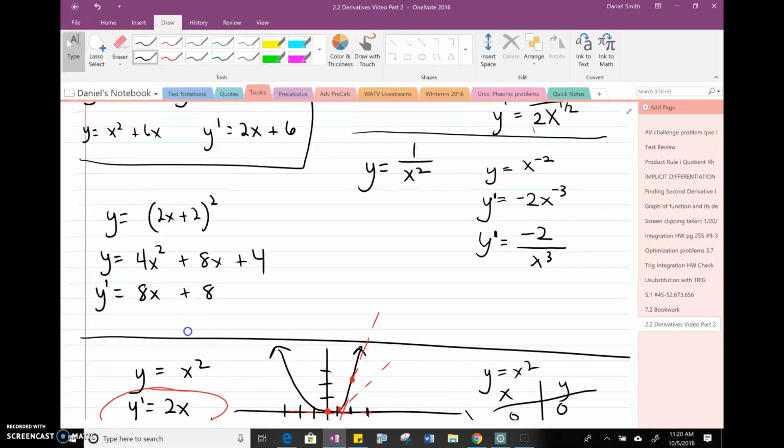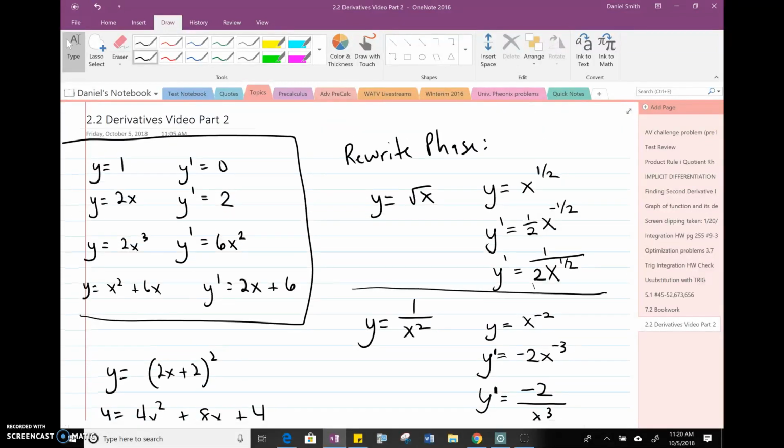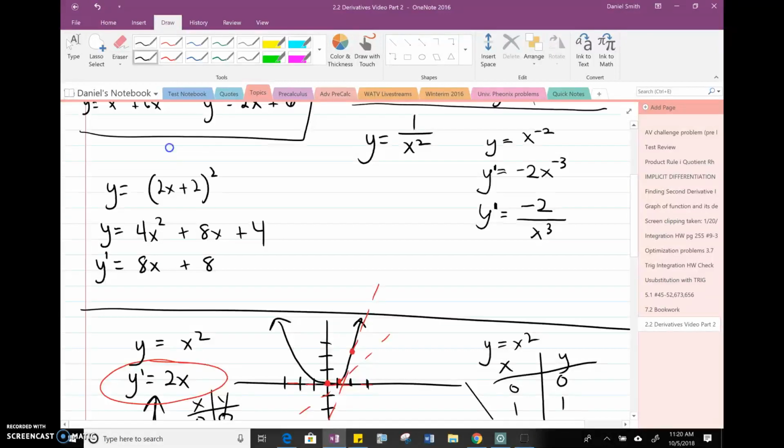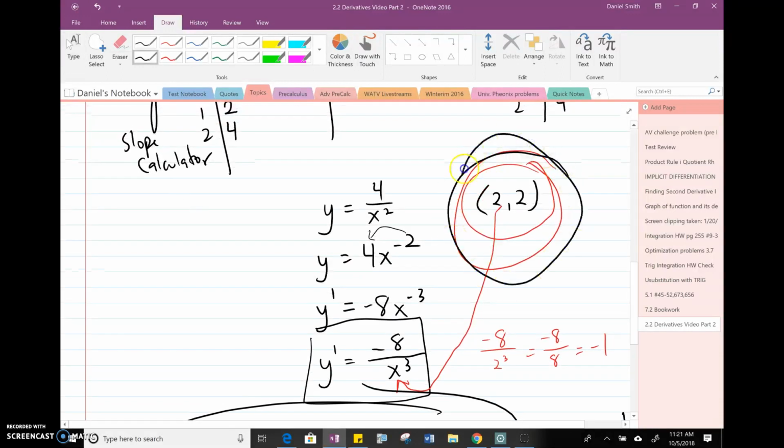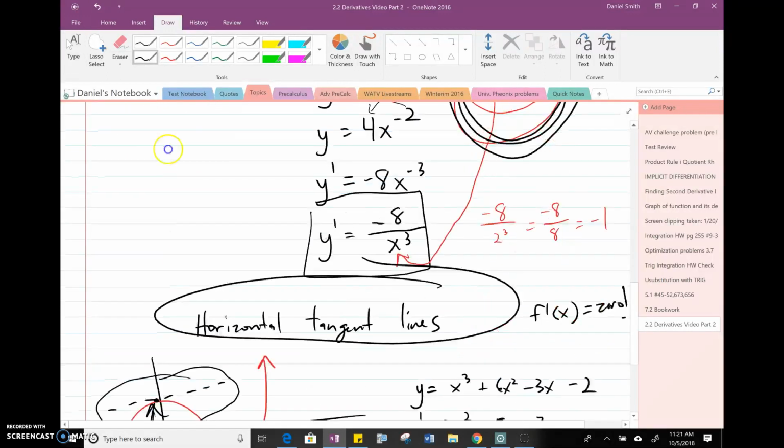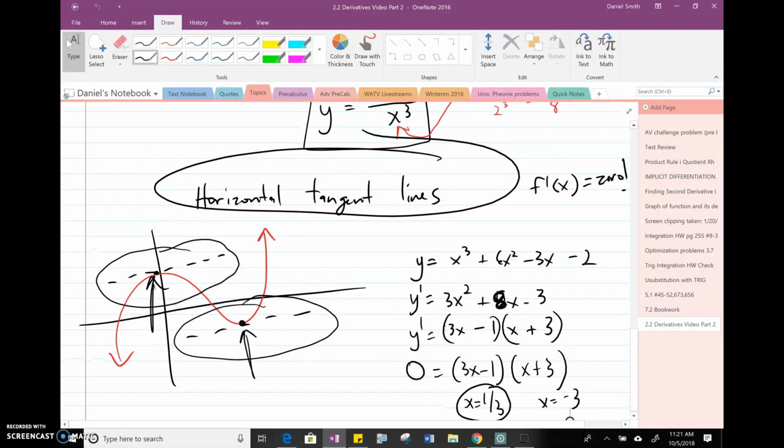Okay? So in conclusion, this is the last 20 seconds of the video, so listen up. You use your shortcuts to find derivatives, and that's the first thing you've got to master, how to use the shortcuts. But then we're going to start solving problems with them. We will find slopes at particular points, and we will also find the horizontal tangent lines at specific points.